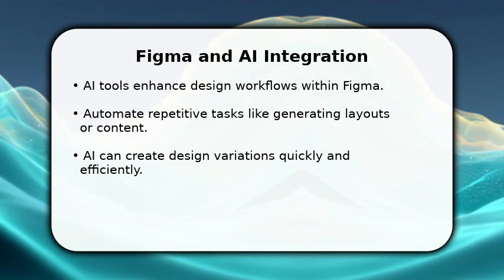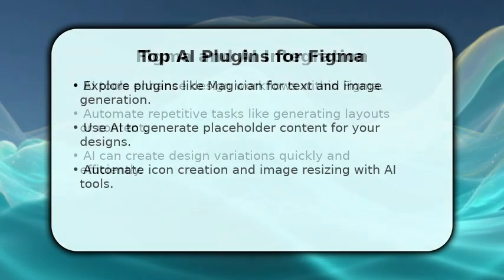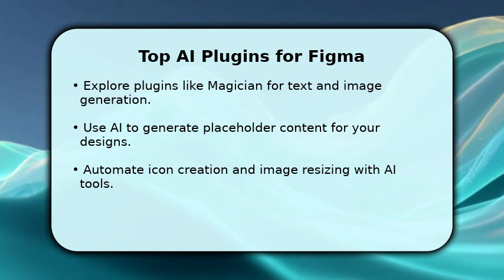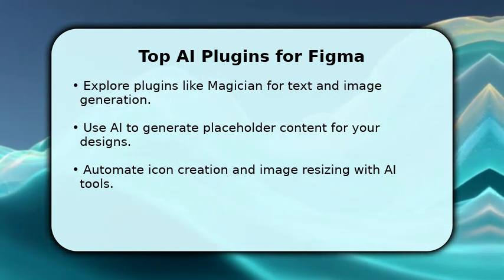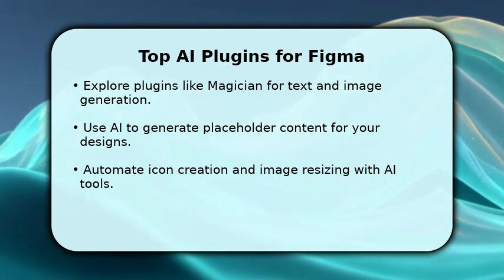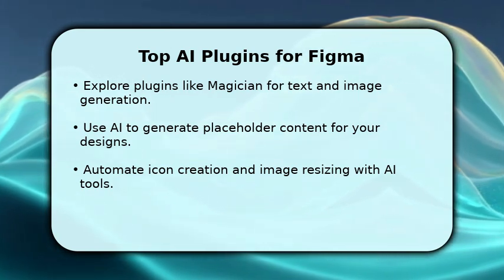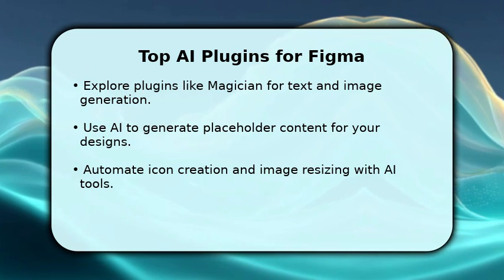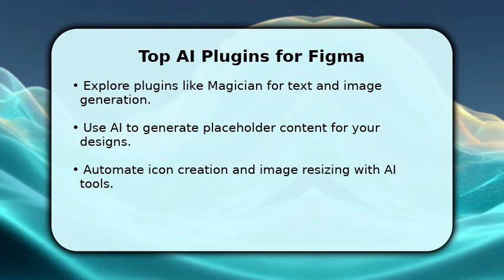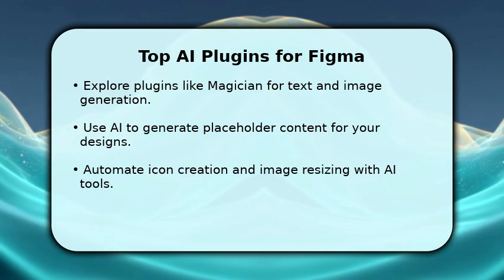This approach allows for rapid prototyping and exploration of countless possibilities. Several powerful AI plugins are available directly within Figma to supercharge your design work. Tools like Magician by Diagram allow you to generate text, images, and even icons with simple prompts. Imagine creating 100 unique icons in just a few seconds, or populating an entire layout with realistic placeholder content instantly. These plugins significantly reduce manual effort, letting you focus on the overall user experience and design strategy.